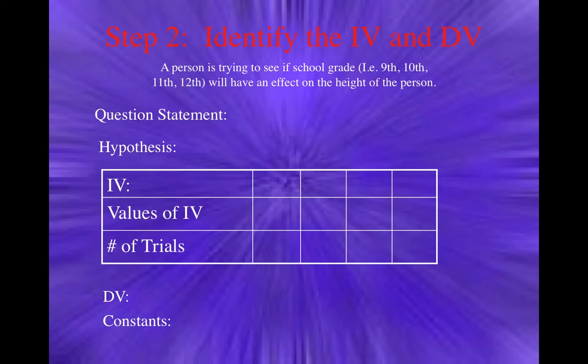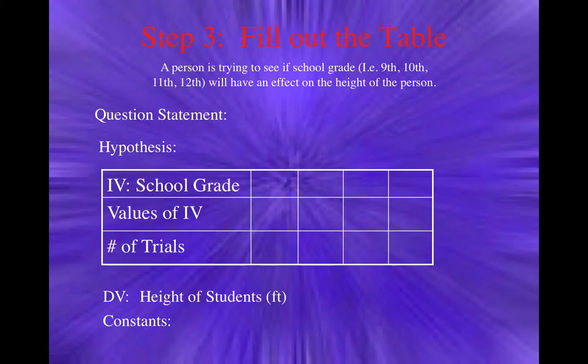So you're choosing to look at school grade. That is your independent variable. That is the thing you're choosing to change about your subjects. And then you want to see if that has an effect on height. So height is your DV. So fill it in.